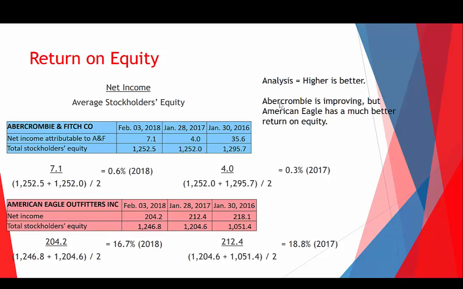Yep. No, it definitely is good. So the higher is better. Abercrombie's improving, but those numbers are just tiny. American Eagle is certainly throttling them in this category, even with their dip in 2018.